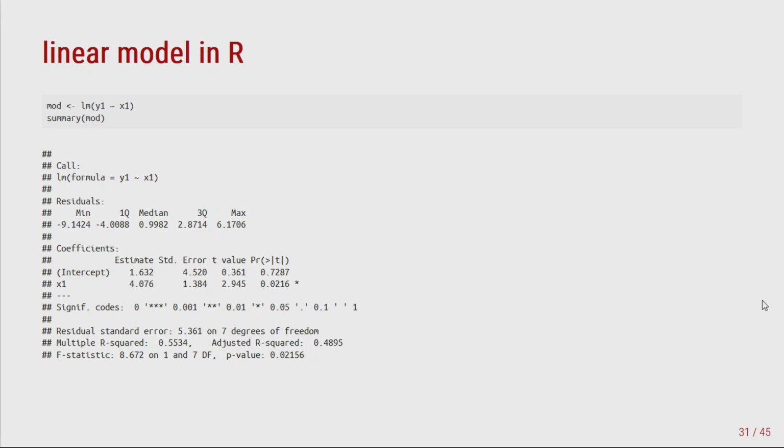And another thing that I want to show you is that it gives us a multiple R squared. This is the coefficient of determination of our model. It basically tells us how much of the variance of the data is being explained by the model. Okay.